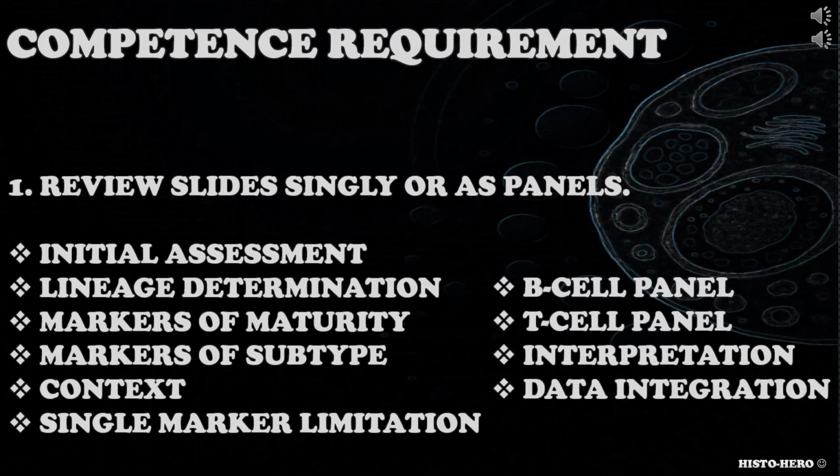When addressing this competence requirement, candidate could consider initial assessment of H&E to evaluate morphology, lineage determination like B-cell, T-cell, or natural killer cell markers, determining maturity and subtyping, importance of single marker limitation, importance of panels being essential for diagnosing, subtyping or prognosing lymphoid malignancies.